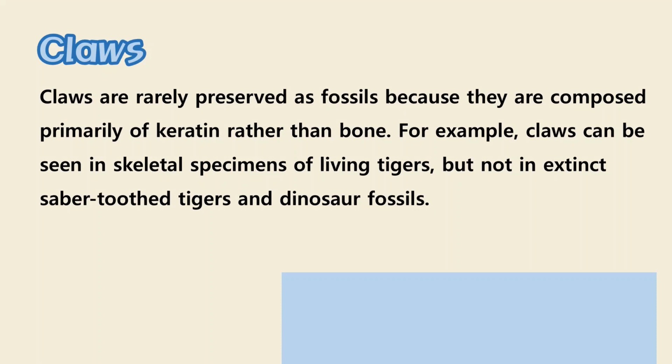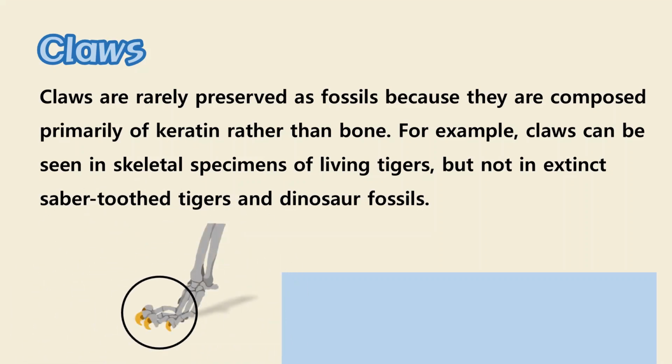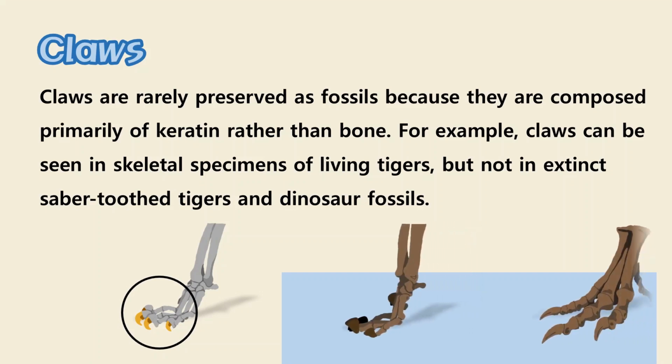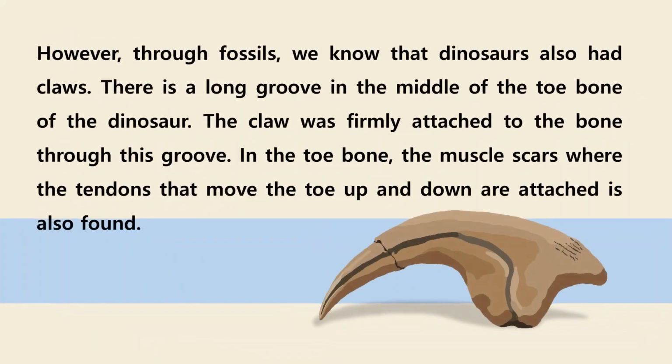Claws. Claws are rarely preserved as fossils because they are composed primarily of keratin rather than bone. For example, claws can be seen in skeletal specimens of living tigers, but not in extinct saber-toothed tigers and dinosaur fossils. However, through fossils, we know that dinosaurs also had claws.